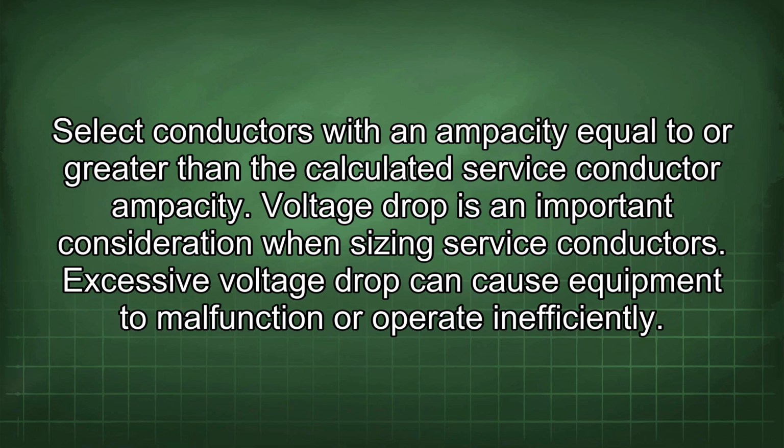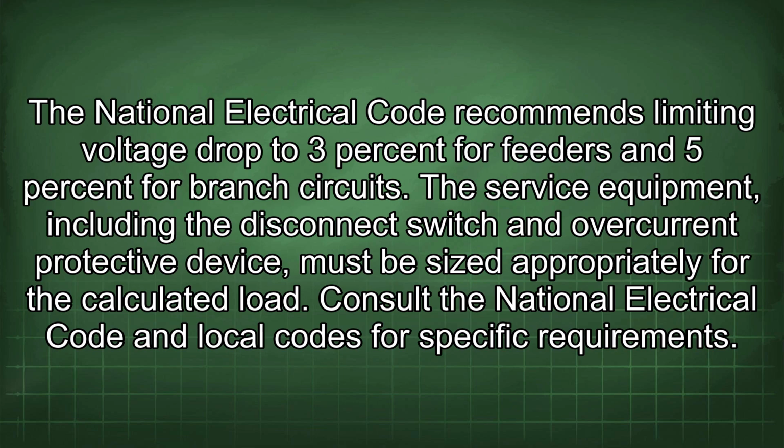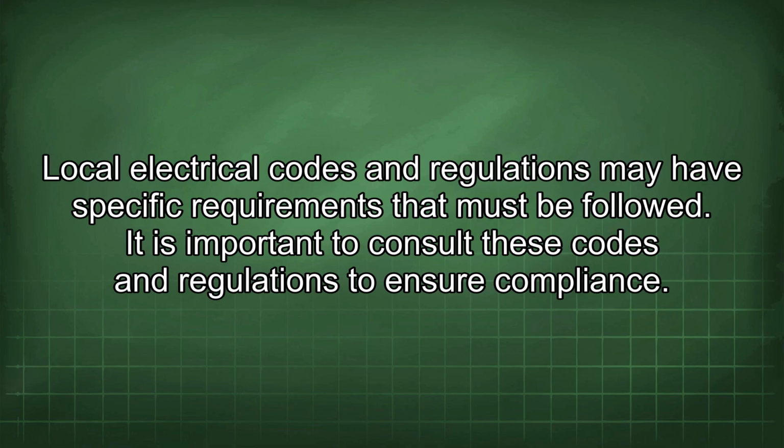Voltage drop is an important consideration when sizing service conductors. Excessive voltage drop can cause equipment to malfunction or operate inefficiently. The National Electrical Code recommends limiting voltage drop to 3% for feeders and 5% for branch circuits. The service equipment, including the disconnect switch and overcurrent protective device, must be sized appropriately for the calculated load. Consult the National Electrical Code and local codes for specific requirements. Local electrical codes and regulations may have specific requirements that must be followed. It is important to consult these codes and regulations to ensure compliance.